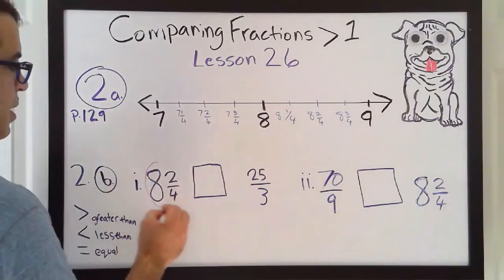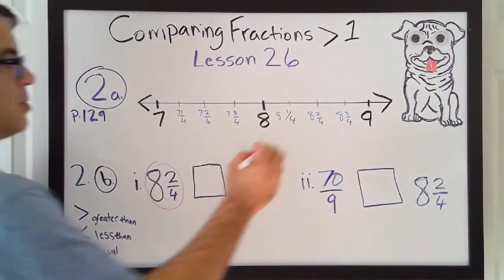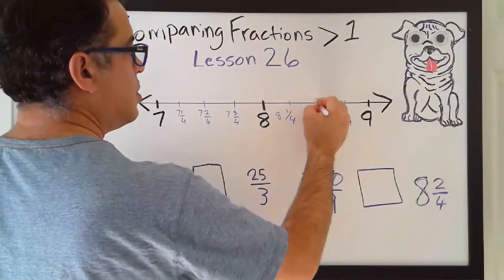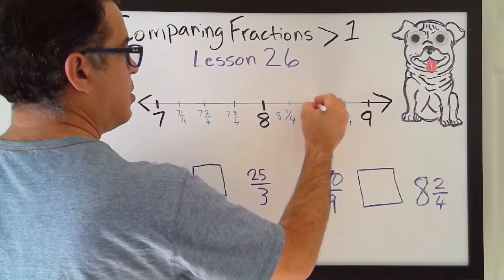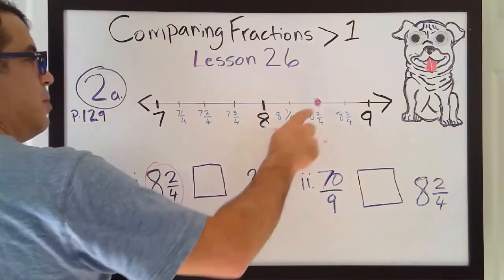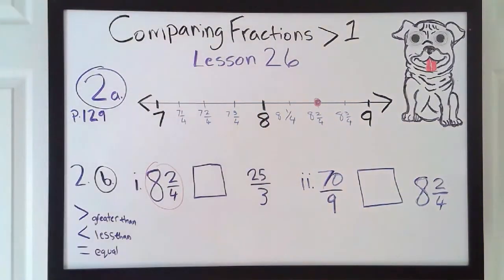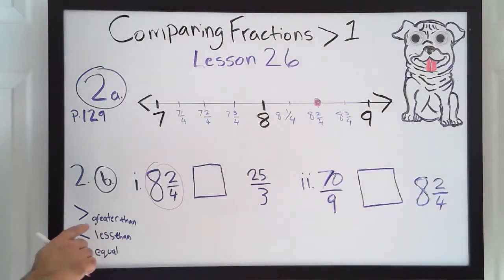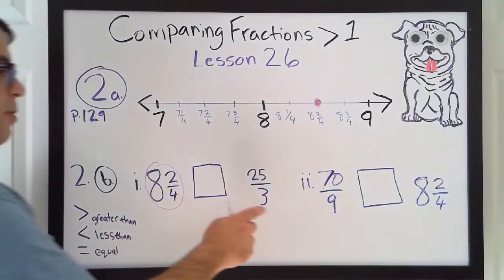I'm going to use pink for 8 2/4. I'm going to circle 8 2/4 right there. Alright, so we have that right there. And remember, we're comparing. Whenever you do comparisons, you're comparing the left to the right.